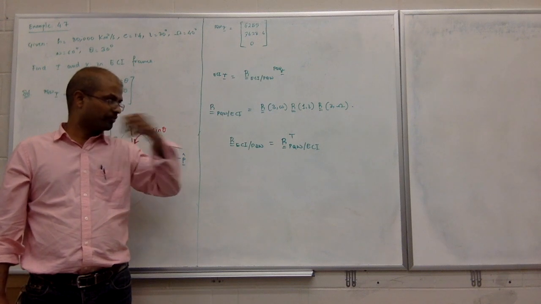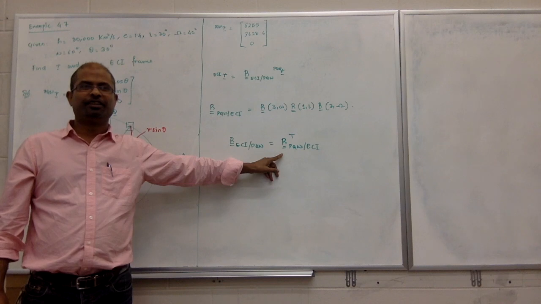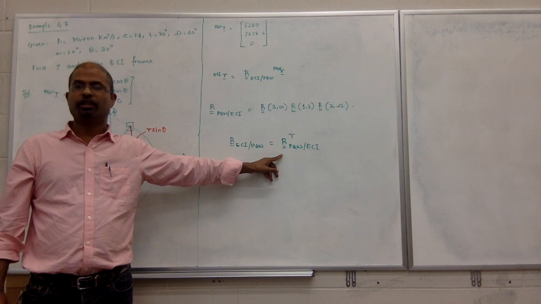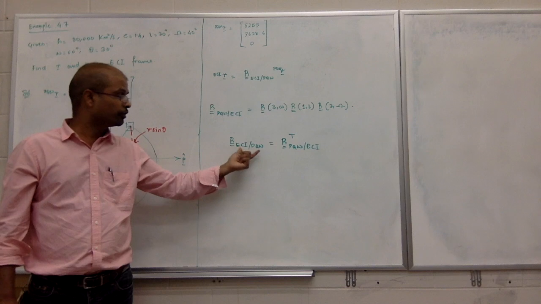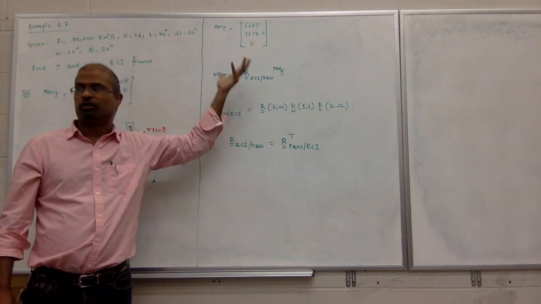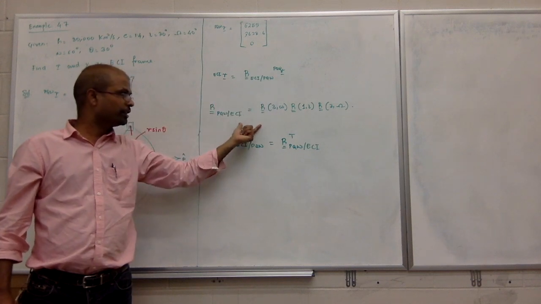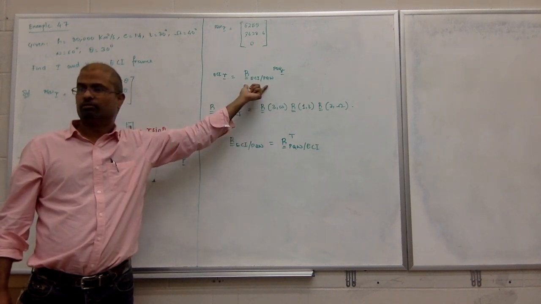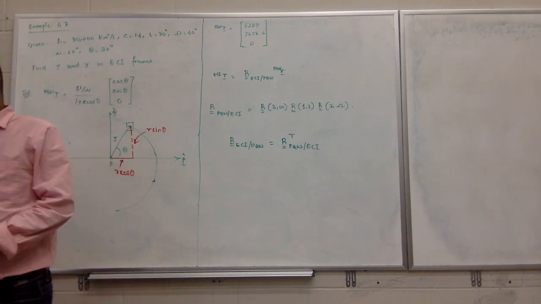Don't worry about it. Just focus. Let's keep it simple. Just know that inverse and transpose are different. Here you just need to do a transpose. You calculate this, take its transpose and put it here. You get R ECI. Does that make sense? Yes, sir.